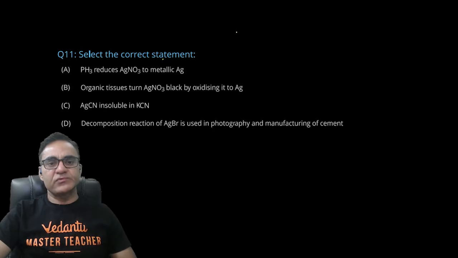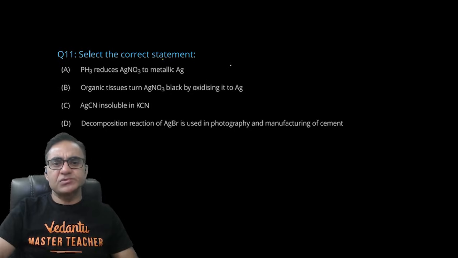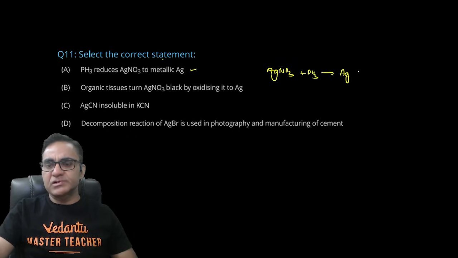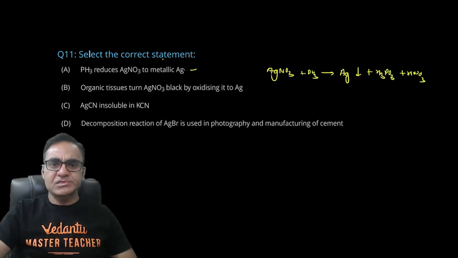In this question, we need to find out the correct statement from the given four statements. First one is PH3 reduces AgNO3 to metallic Ag. This is a correct statement. Whenever AgNO3 reacts with phosphine, silver gets reduced and converts from Ag+ to Ag, along with H3PO3 and HNO3 being formed. Alright, so this is the correct statement.